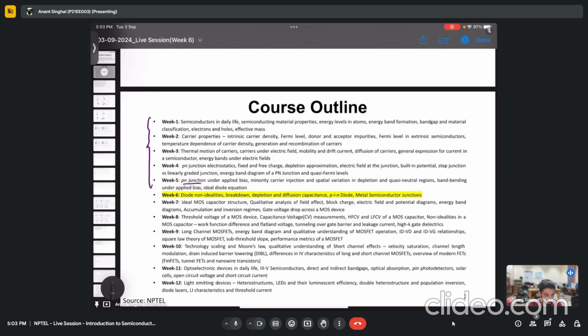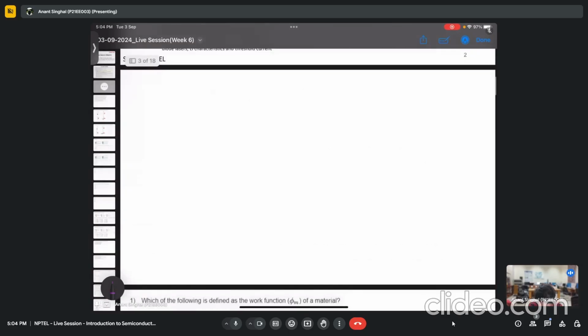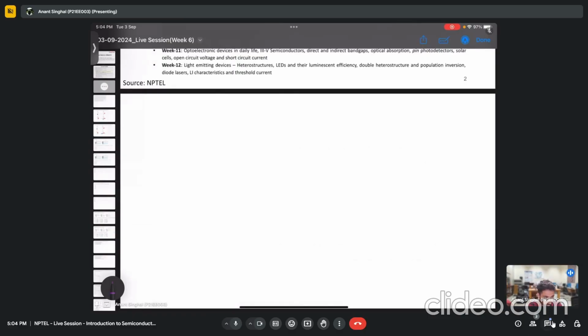So in this week, we'll be reading about some of the diode non-idealities, like what happens when we apply a certain voltage. The major topic for this week will be the metal semiconductor junctions, in which we look at what happens if we have a very high doping, etc. These junctions will be covered in this particular week, and we'll have a very basic overview of the diffusion capacitance that occurs when we apply a certain positive bias across a p-n junction. So let's start today's session. Maybe I'll give you a very basic overview of the last class, and then we'll start.